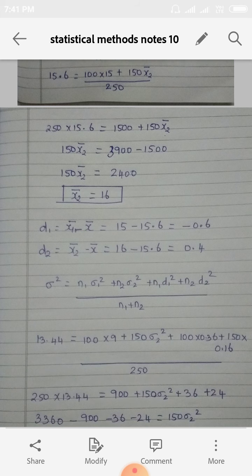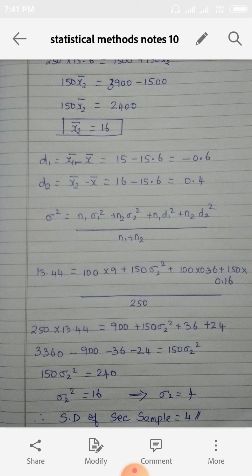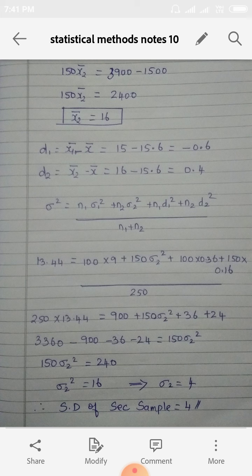Next, write the formula for sigma square and substitute all the values. Which value is not given? Sigma 2 square is not given, so leave that value as it is. Substitute all the values. Just cross multiply: 250 into 13.44 is equal to 100 into 9, which is 900, plus 150 into sigma 2 square, which we have to find. And then 100 into 0.36 gives 36, plus 24. And then 360 minus 900. So we get the value of sigma 2 square equal to 16.